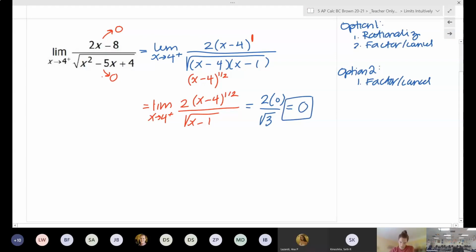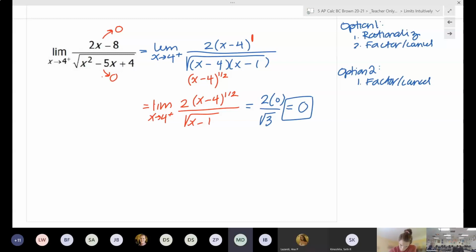So again, we've taken it from a problem we couldn't do because we had 0 over 0 to a problem that we could do by basically simplifying it. But you could have rationalized it as well, but you still would have ended up factoring and canceling something.